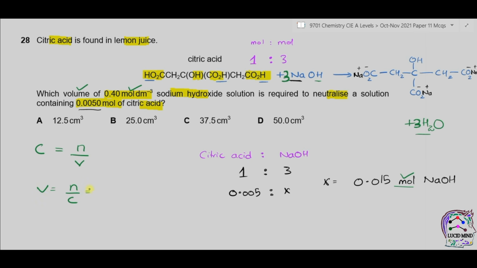Let's put the values. Number of moles is 0.015. Concentration is given 0.40. And volume comes equal to 0.0375 decimeter cube. They have given answers in centimeter cubes, so we can convert this decimeter cube by multiplying it with 1000. So it comes equal to 37.5 centimeter cube. Correct answer is therefore C.